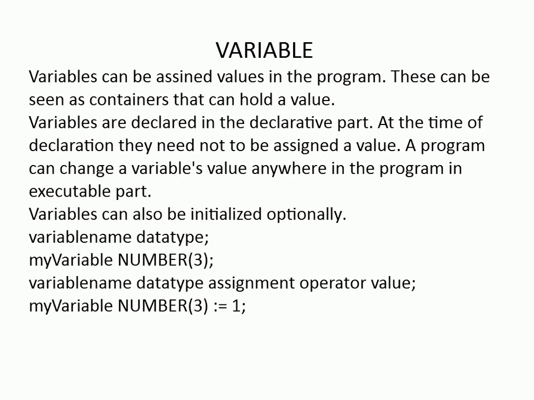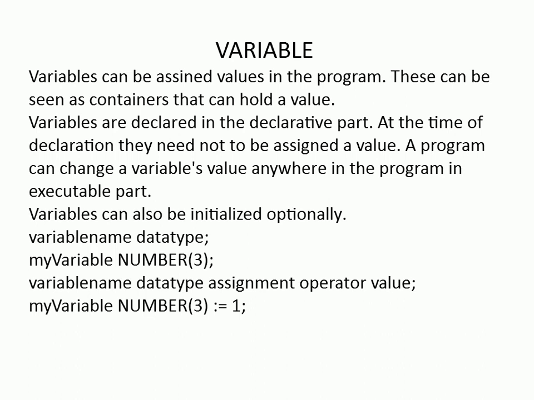Variables can be assigned values in the program dynamically or at runtime. They are like containers and they can hold a value. Variables are declared in the declarative part. At the time of declaration, they need not be assigned a value. A program can change a variable's value anywhere in the executable part of the program. Variables can also be initialized optionally.